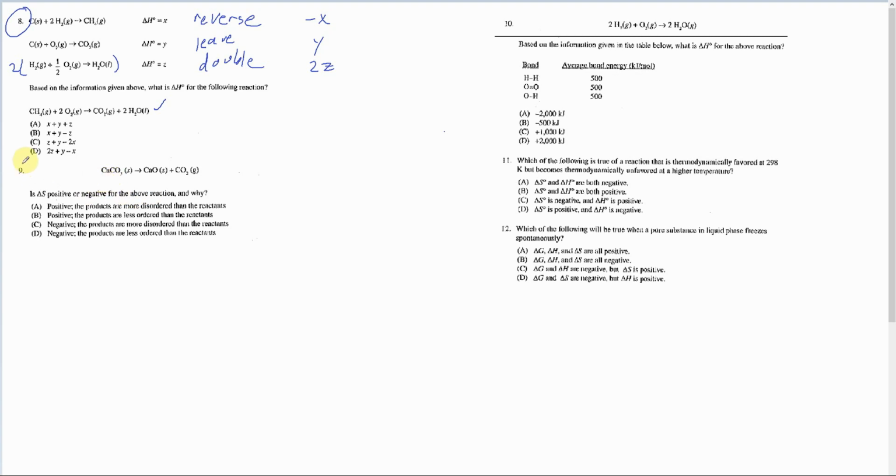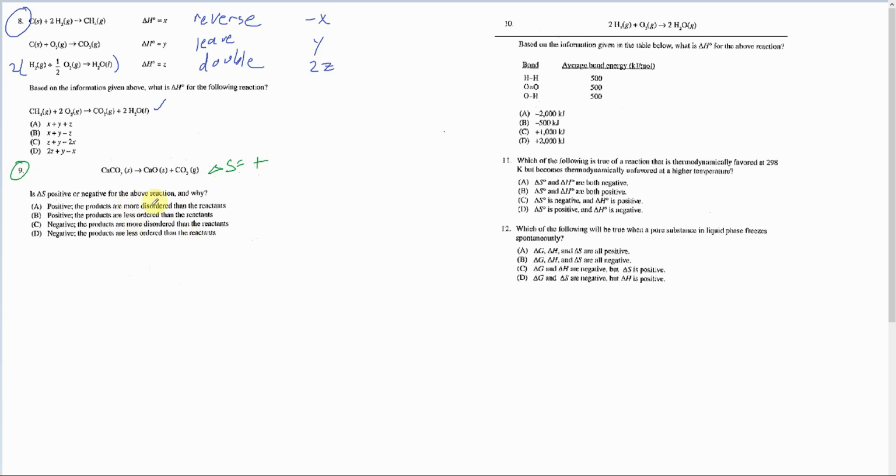In number 9, they want us to predict what delta S will be. You remember that is entropy, and since you have one thing becoming 2 moles of products on the other side, plus you have a solid creating a gas, definitely there is increasing entropy. So I think delta S is likely to be positive here, but we have to come up with a reason to decide between A and B.